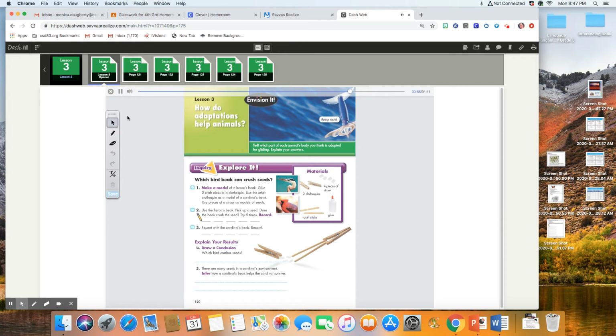4. Draw a conclusion. Which bird crushes seeds? 5. There are many seeds in a cardinal's environment. Infer how a cardinal's beak helps the cardinal survive.